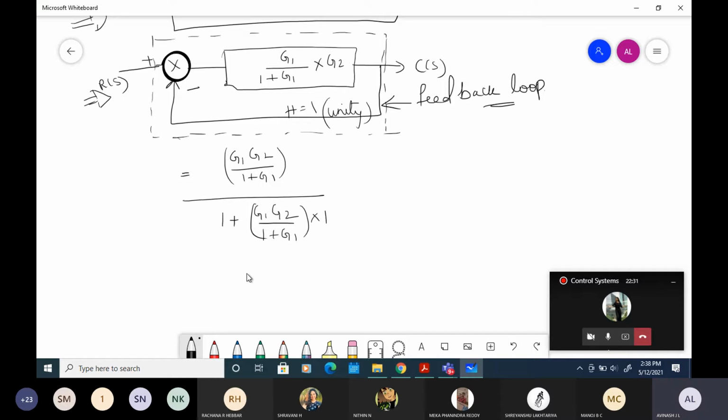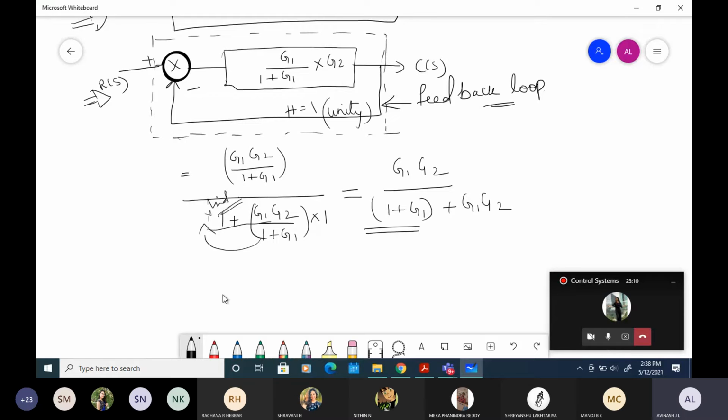Now if you simplify this particular value, what will you get? If you take 1 plus G1 in the denominator as an LCM, it will become G1 G2 divided by 1 plus G1 plus G1 G2. I think you will get this answer, correct? This whole thing will get multiplied here. Clear? So this is the final answer.